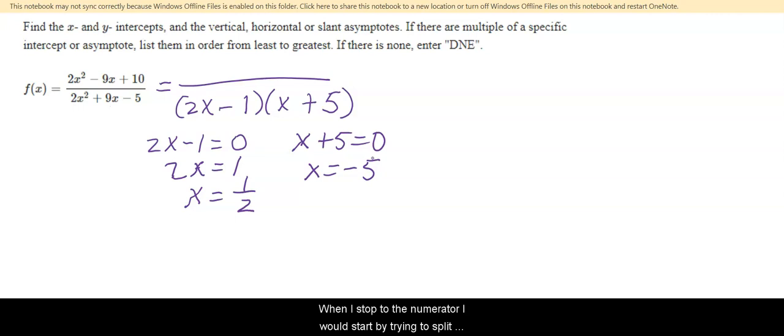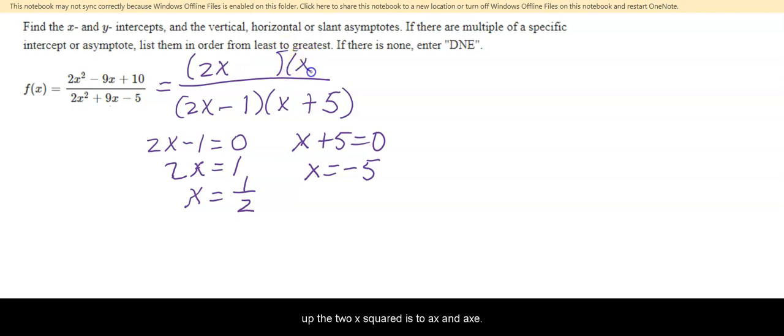When I factor the numerator, I would start by trying to split up the 2x squared as 2x and x. There are two ways I can split up the 10. It could be 2 and 5, or it could be 1 and 10. However, I know that the last sign tells me that the signs in the middle of the binomials are the same and they're both negative. That means I need a negative for both. If I'm going to keep their sum below 9, then using 10 and 1 will not work. It has to be 5 and 2.